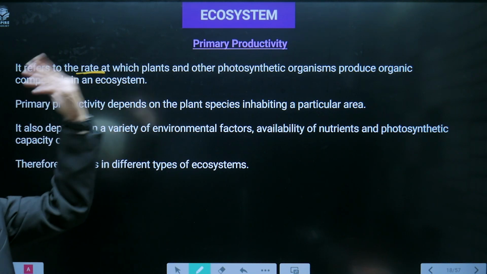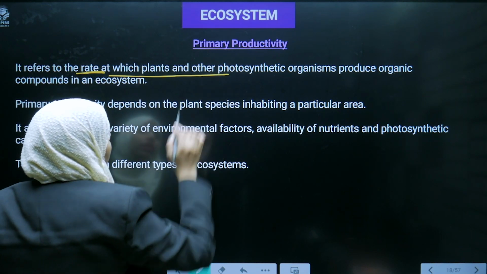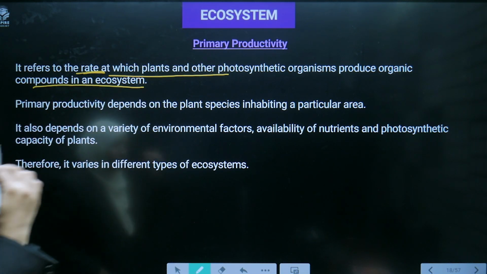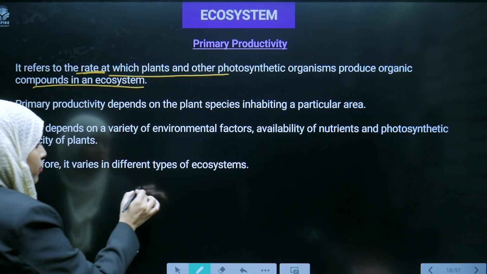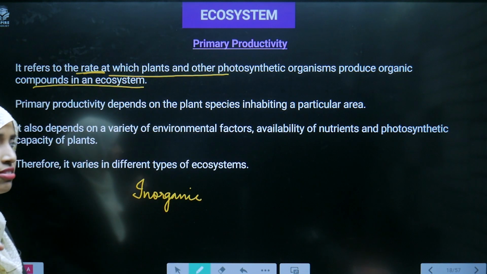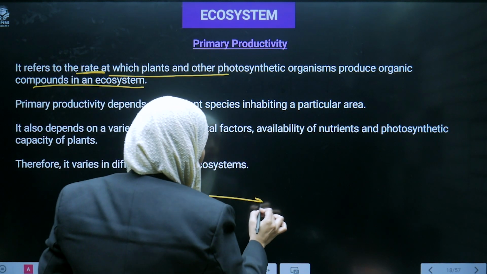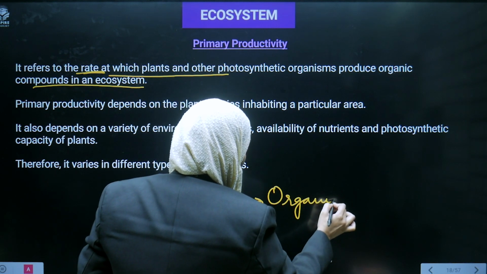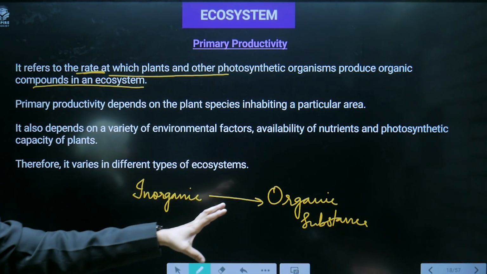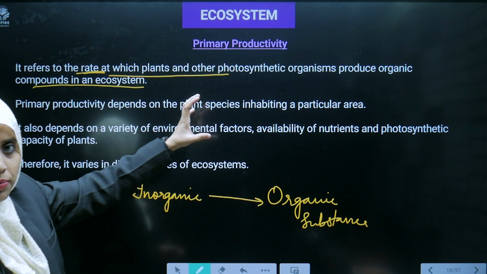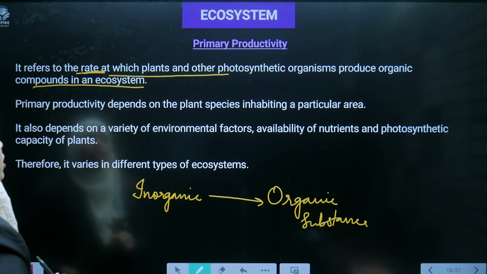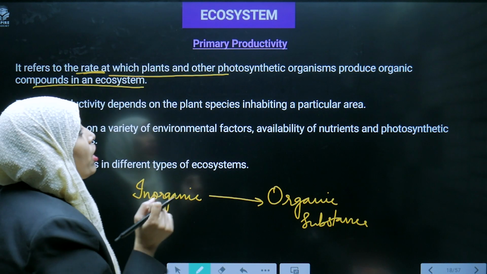क्या है ये? Productivity. It is a rate at which the plant and the other photosynthetic organisms produce organic compound in the ecosystem. That means using the inorganic material, ठीक है, using this, the photosynthetic organisms or the plants, they will convert it into organic material, organic substance. So inorganic substance will be converted into organic. So the rate at which, किस speed में, किस rate पे, okay, the photosynthetic organisms will produce this organic compound in the ecosystem, that is the primary productivity.